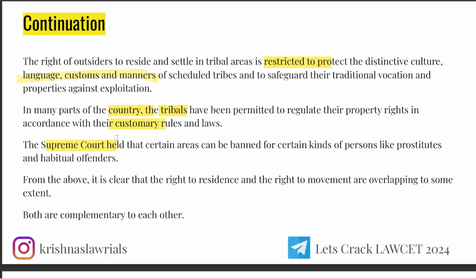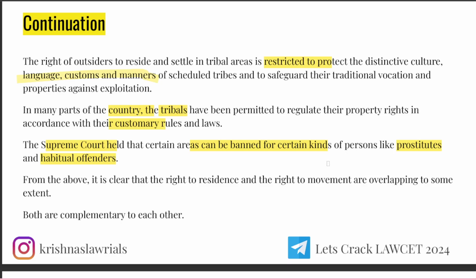And here the Supreme Court held that certain areas can be banned for persons like habitual offenders and prostitutes. What do you mean by that? Some people will be prohibited from visiting a few places. And what do you mean by habitual offender? A habitual offender means a person who has a habit of committing any offense or crime often. He does it today, and he will do it again tomorrow, something like that.